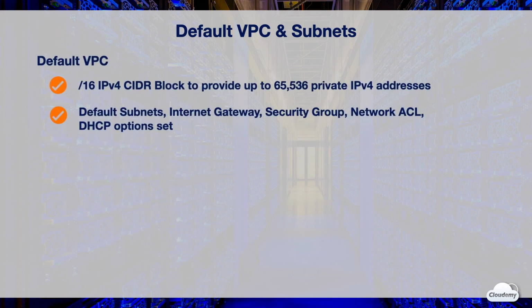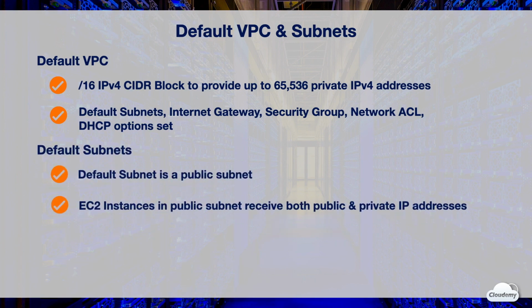When AWS creates the default VPC, you get a /16 IPv4 CIDR block, to provide up to 65,536 private IPv4 addresses. AWS also creates a default subnet in each availability zone, an Internet Gateway, a default security group, Network Access Control List or ACL, and DHCP option set. The default size /20 subnet can provide up to 4,096 addresses. The Internet Gateway connects to your default VPC, so your resources inside the VPC can reach the Internet. The default security group and Network ACL act as firewalls. Default DHCP option set specifies Amazon provided domain name server for AWS assigned DNS.